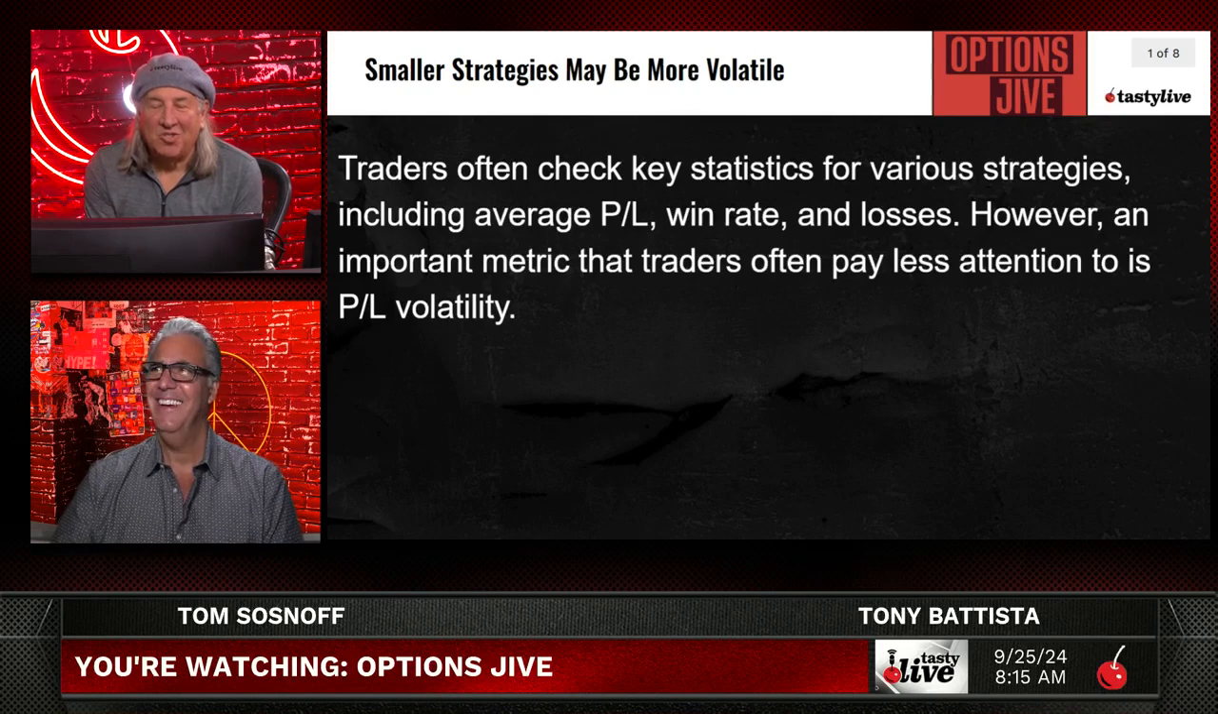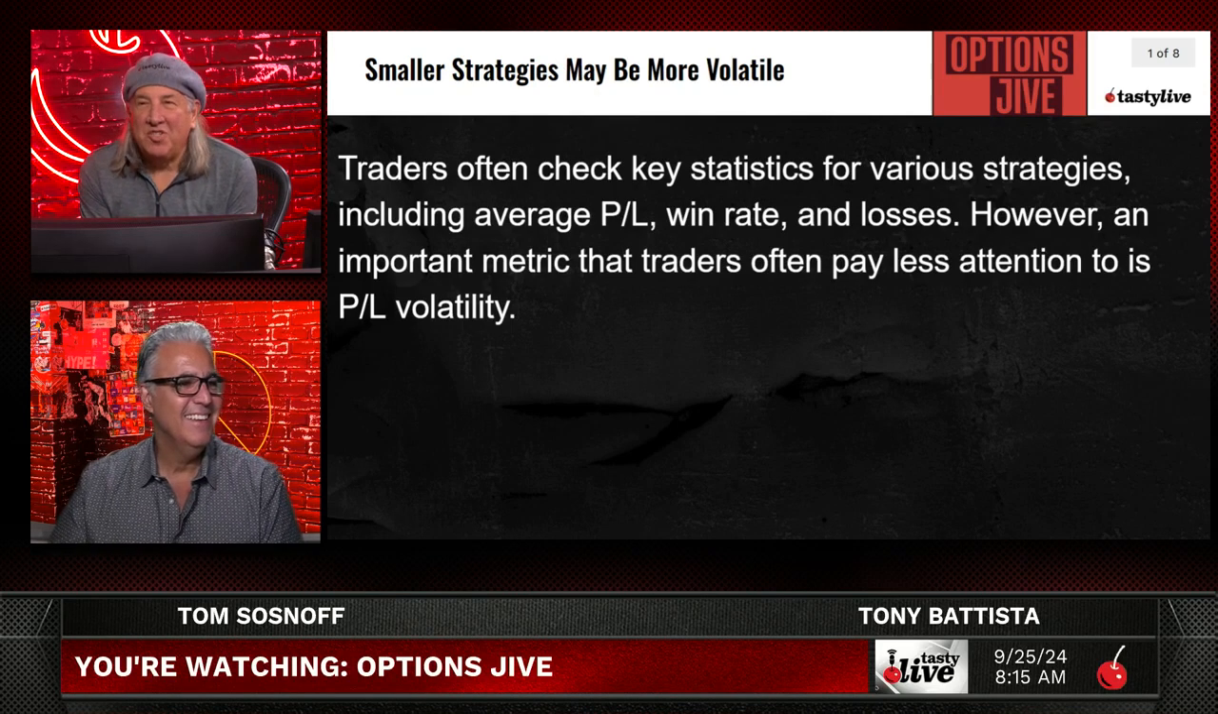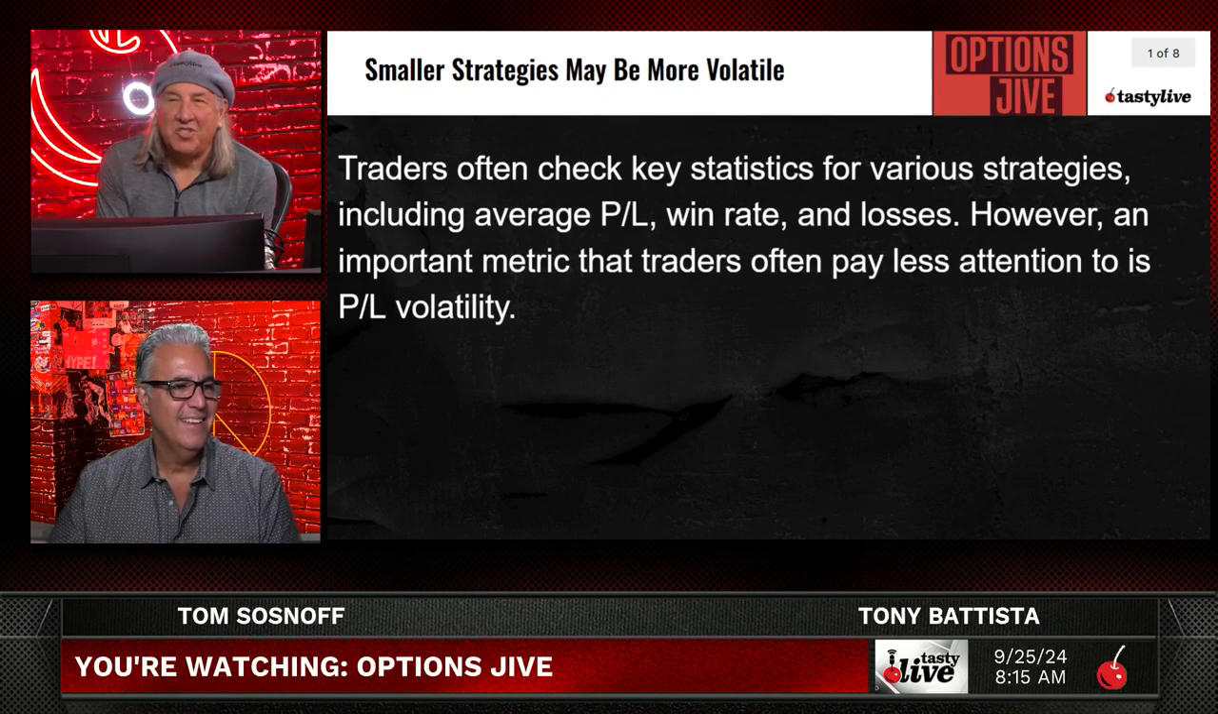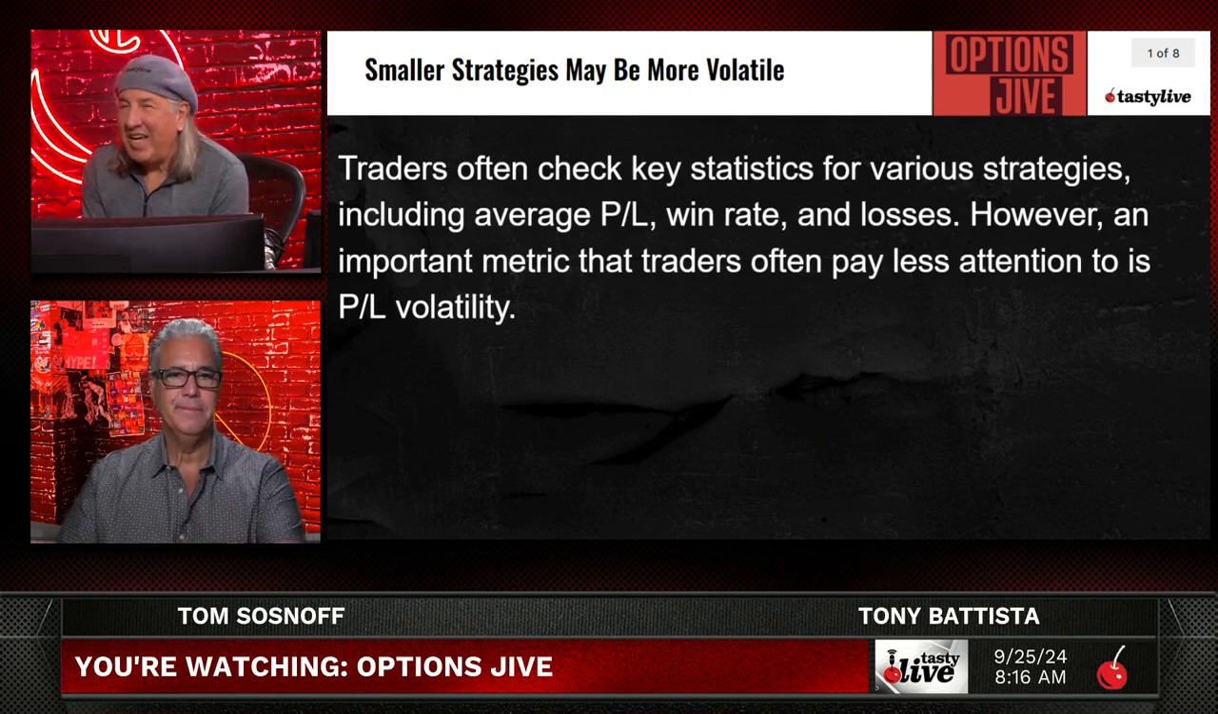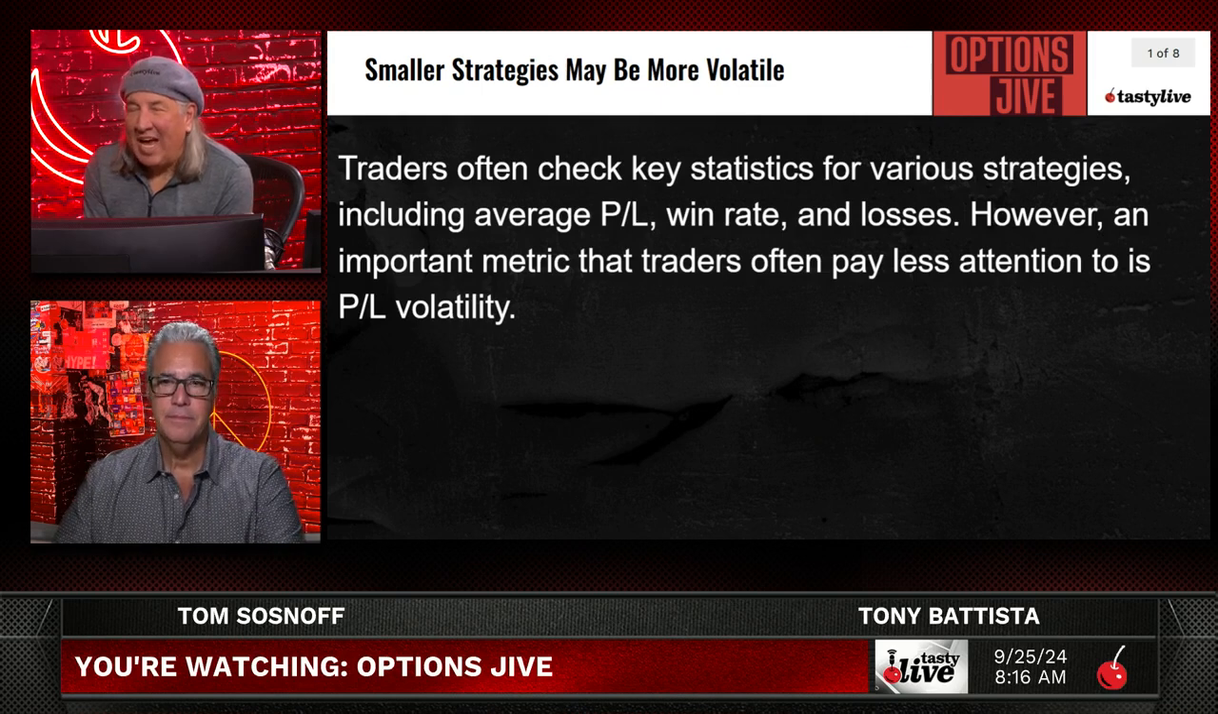Let's talk about smaller strategies for a second. Traders often check key statistics for various strategies, including average P&L, win rate, and losses. However, one important metric that traders often pay less attention to is P&L volatility. What happens if we try to take less risk? Are we actually increasing the volatility of the trade? Meaning, by thinking we're taking less risk, are we actually taking maybe even more risk than we realize?